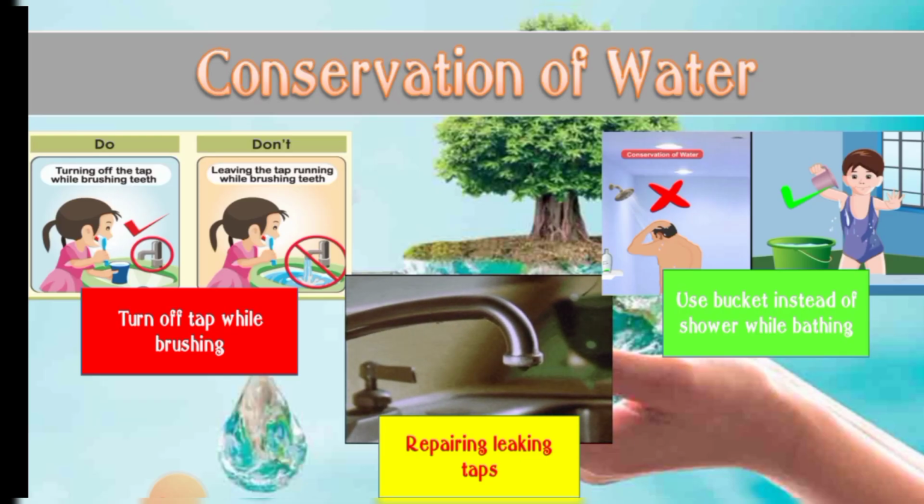So, what should we do? Exactly, we should conserve water. But how? There are some small steps that you can take to conserve water. For example, turn off the tap while brushing. Repair leaking taps. Use a bucket instead of a shower while bathing.